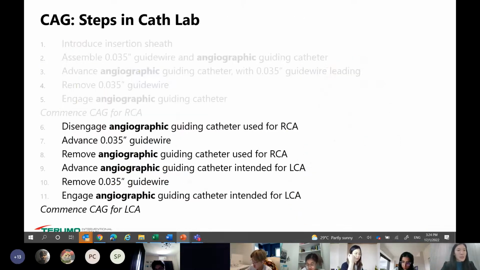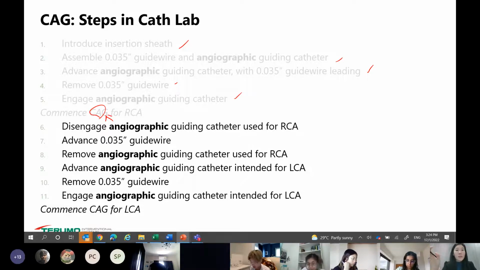Okay, so basically this describes the whole steps of the procedure for CAG. So CAG, you realize that it's quite straightforward. Basically, introduce the insertion sheath. Once the 035 and 135 guide wire and angiographic guiding catheter is assembled, you advance it with your 035 guide wire leading, and once your guiding catheter is in the ascending aorta, you will remove your 035 guide wire and engage the angiographic catheter to start your angiogram for one of your coronary arteries.